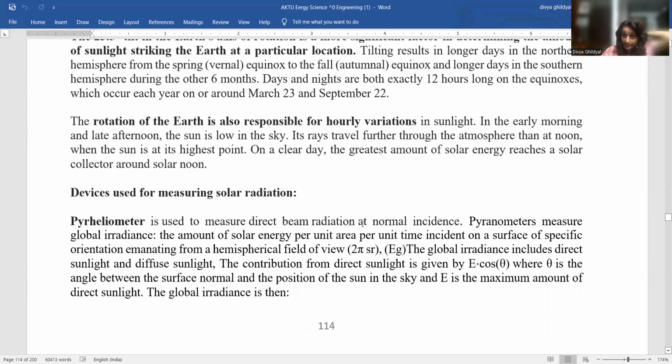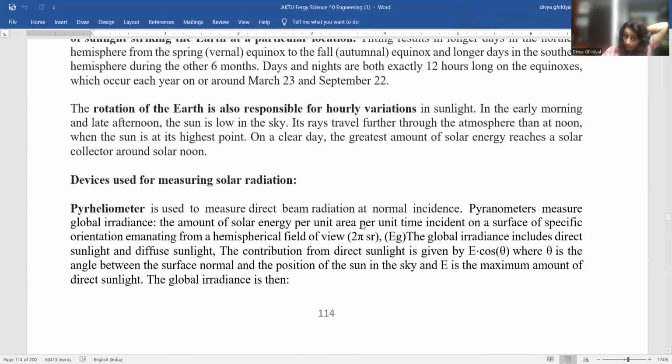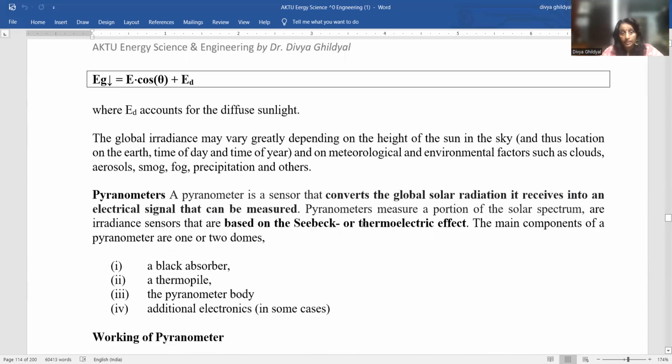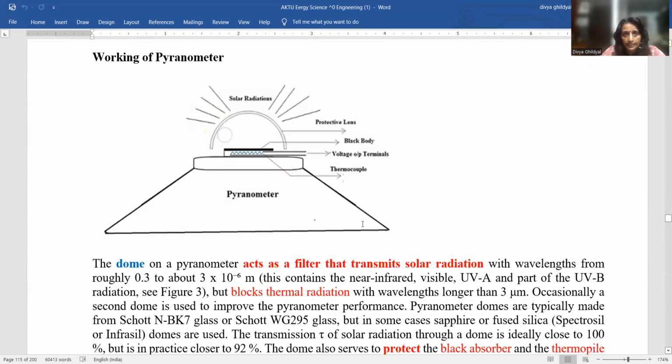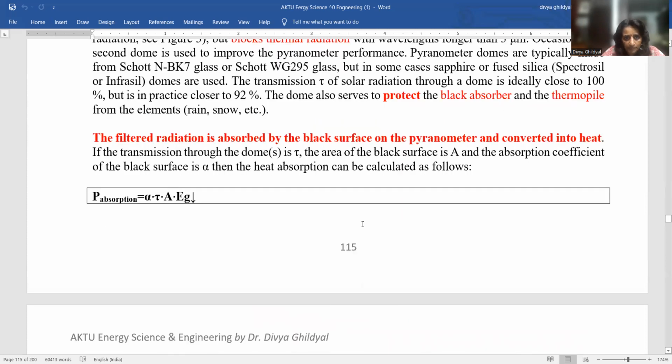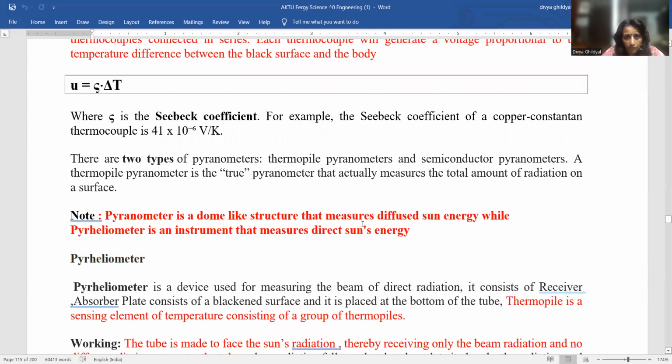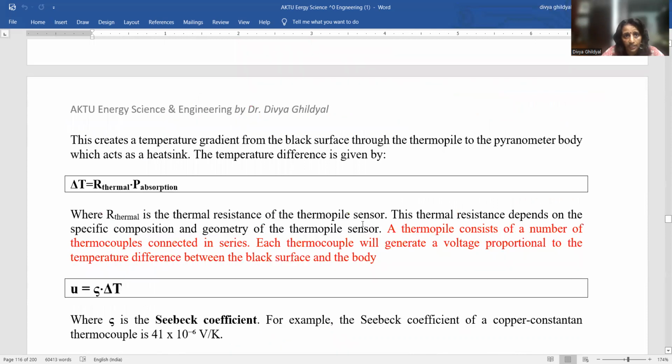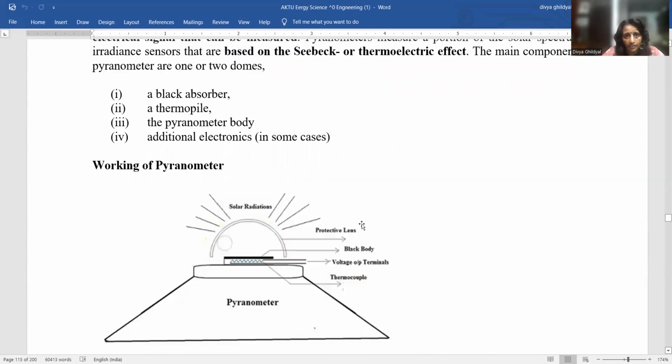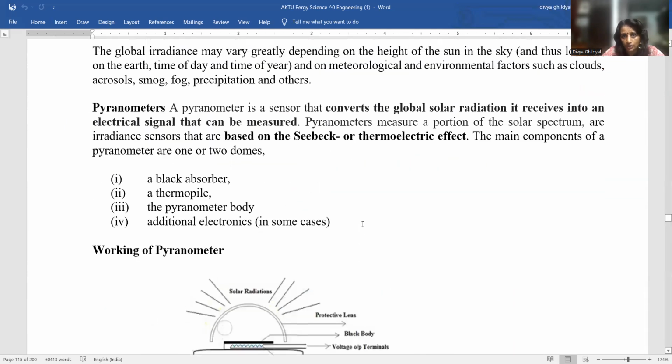Now, the devices that are used in measuring solar radiation, this is important. I think one device has been asked in your previous year paper. It was a 10-mark question. I will explain both the devices. They are the common ones, and these two are in your syllabus also.